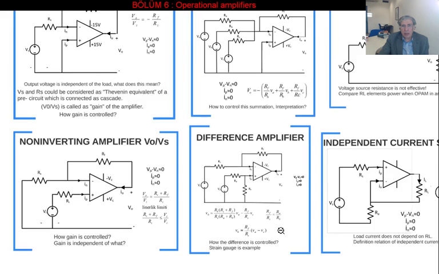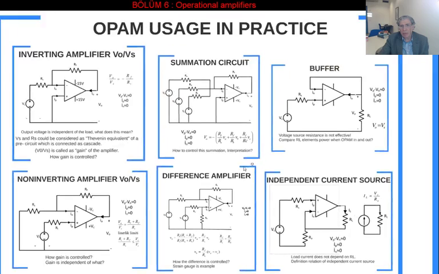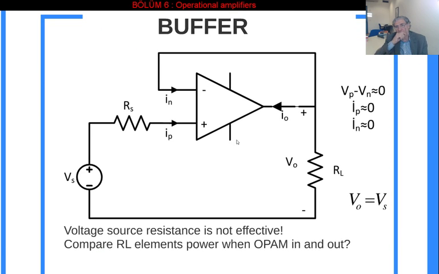So we have now examined four applications of the operational amplifier in practice. Now let's come to the fifth one. It says buffer circuit here. I will explain what a buffer circuit is as well. Let's do the calculations and then explain what the buffer is about.